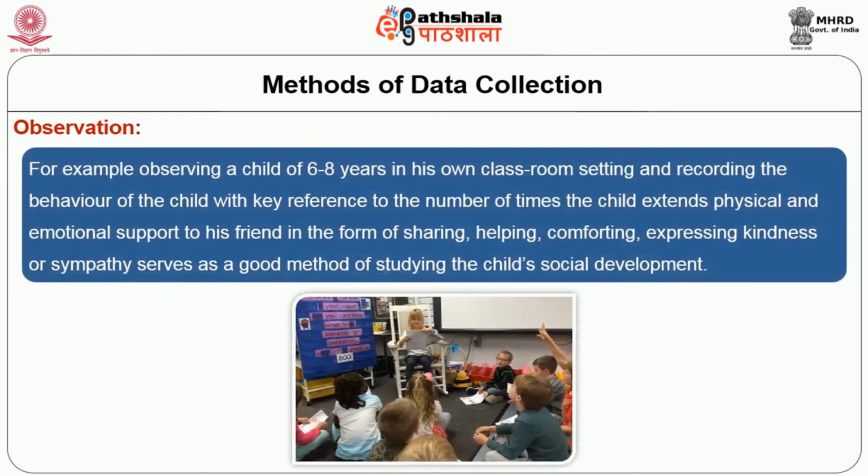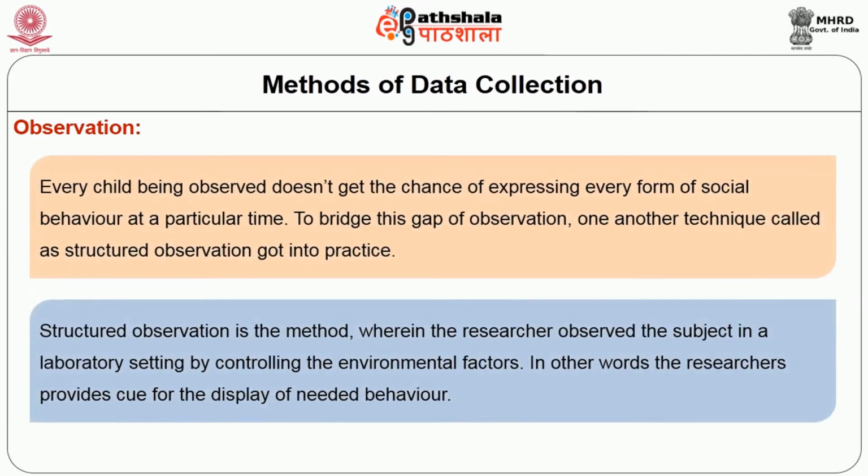For example, observing a child of 6 to 8 years in his own classroom setting and recording the behavior of the child with key reference to the number of times the child extends physical and emotional support to his friend in the form of sharing, helping, comforting, expressing kindness or sympathy serves as a good method of studying a child's social development. However, every child being observed doesn't get the chance of expressing every form of social behavior at a particular time. To bridge this gap of observation, another technique called structured observation got into practice.